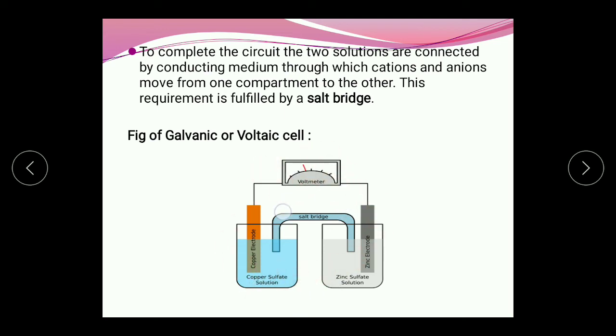That means this connection, internal and external, will remain the same. Only the containers will be different. And a variety of types of galvanic or voltaic cell we can prepare.